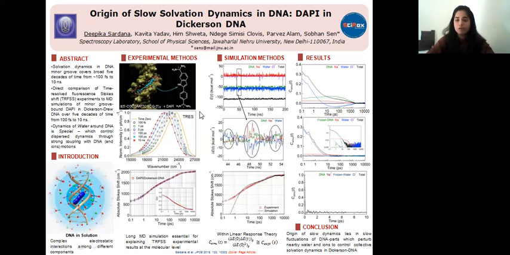So what we have done here is we have taken a minor groove binder that goes and binds to the minor groove of the well-known Dickerson DNA. We confirm the binding using the CD spectrum as well as the steady state spectrum, and we measure the binding constant, which is very high, that is of the order of 10 to the power 8. So it is impossible to capture the solvation dynamics using one single experimental technique.